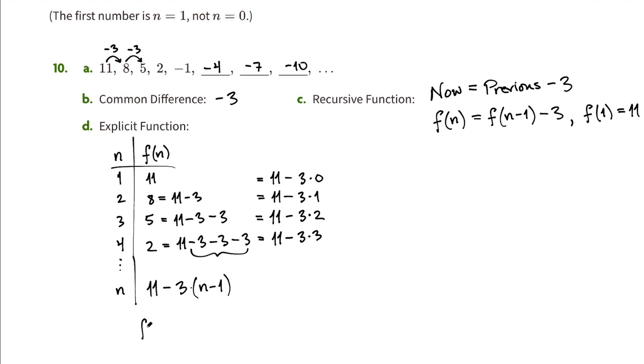So if I want to write my explicit equation, that is f of n is equal to 11 minus 3 times n minus 1. And I'm going to go ahead and leave it in this form. You are welcome to distribute the -3 into the parentheses and then combine some like terms, but I'm going to go ahead and leave it like this.